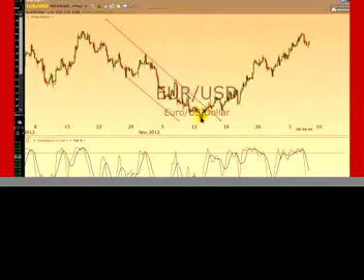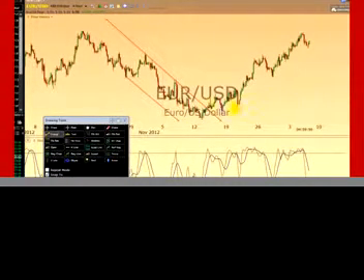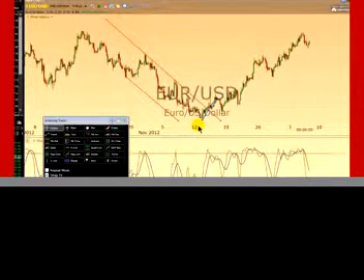Now the price, as you can see here, something has changed. Suddenly, the price came out of the bearish channel, telling us that the bearish momentum that was in progression here is diminishing. That's why the price is coming out of the bearish channel.